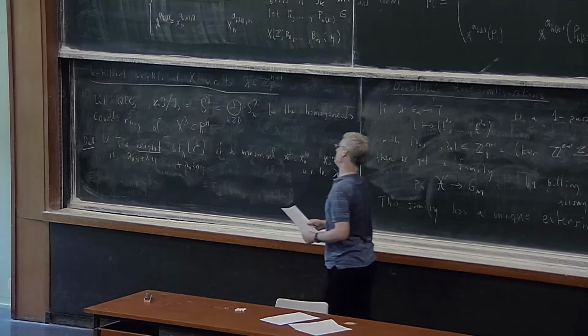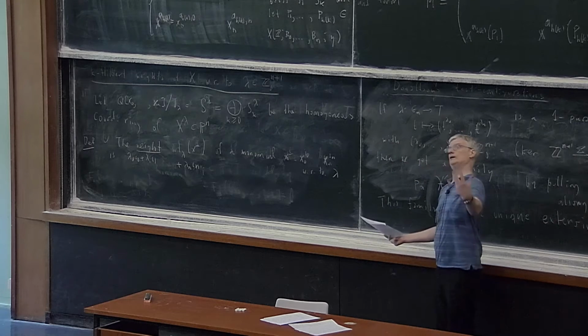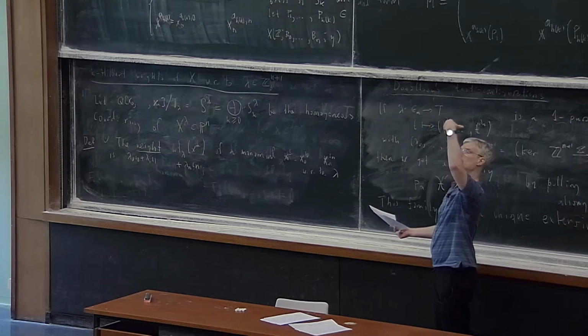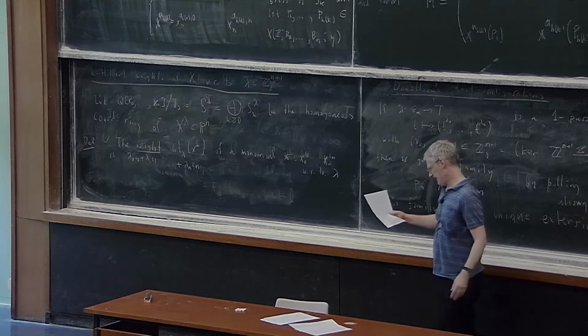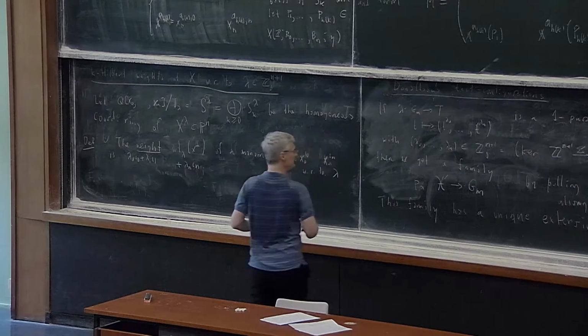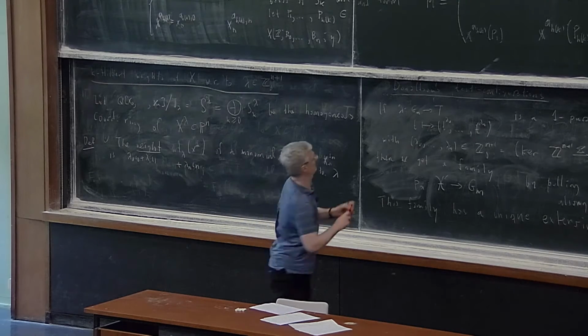So now I have defined the weight of a monomial, but now I want to define the weight of these vector spaces, and then I look at all monomial bases here. So maybe I can remove everything here.